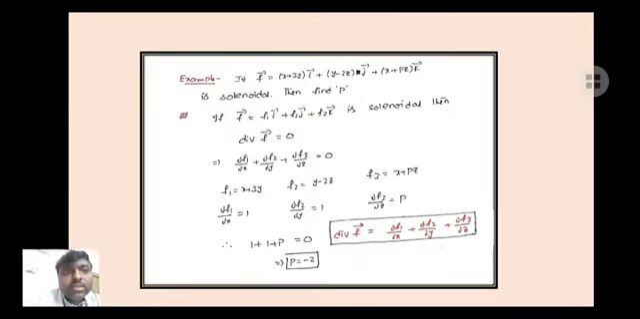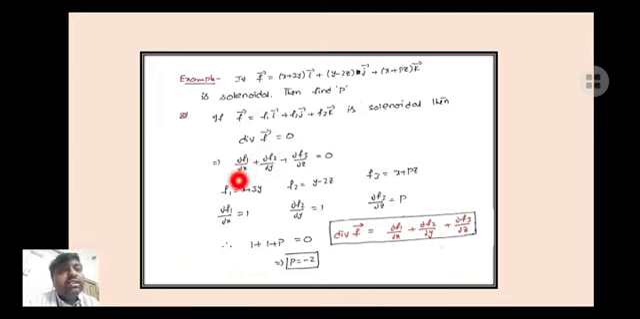So this is another example. If f bar is equal to (x plus 3y) i bar plus (y minus 2z) j bar plus (x plus pz) k bar is solenoidal, then find the value of p. In this example we have to find the value of p with the help of the solenoidal property. Solenoidal means the divergence of the vector point function is 0. So by that condition, divergence of f bar is equal to 0.